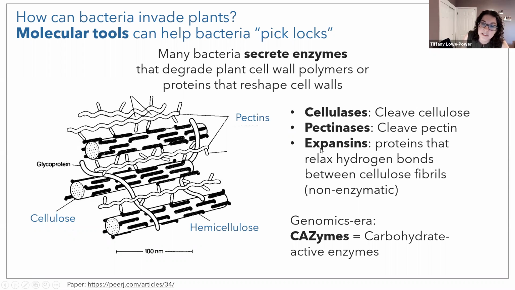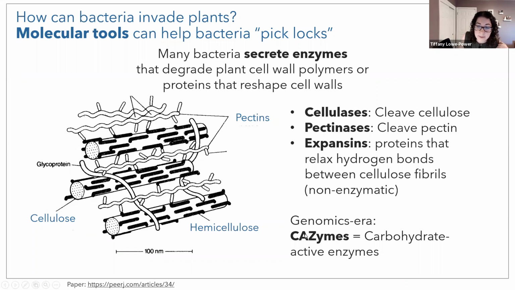There's also these cool expansin proteins that are not actually enzymes, but they're proteins that relax the hydrogen bonds between the cellulose. And plants have these as part of their natural development, that expansins are necessary to allow the cell wall to expand during growth. And a cool thing is that some bacterial pathogens have acquired these genes horizontally. And it's believed that those are doing a similar process to help loosen the plant cell wall to allow the bacteria to move around in the plant.